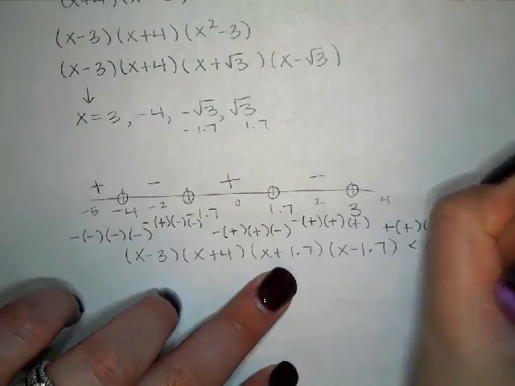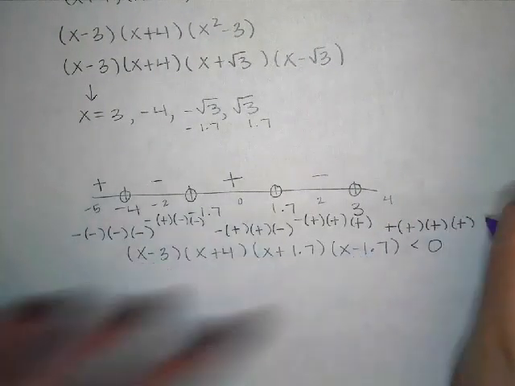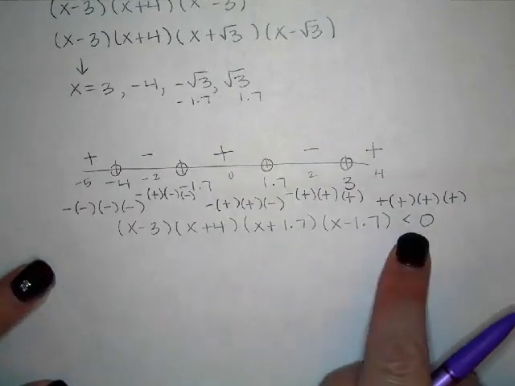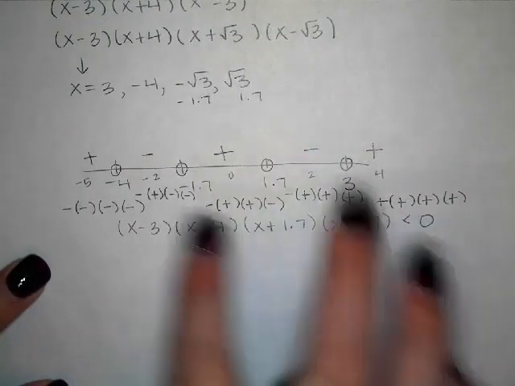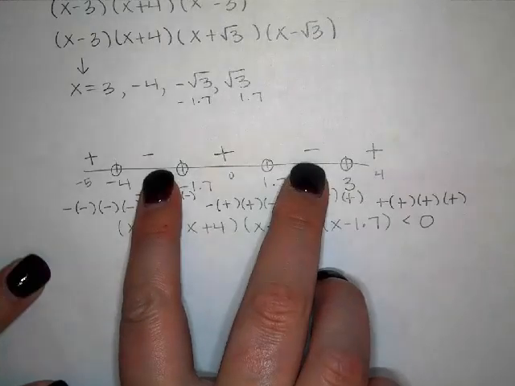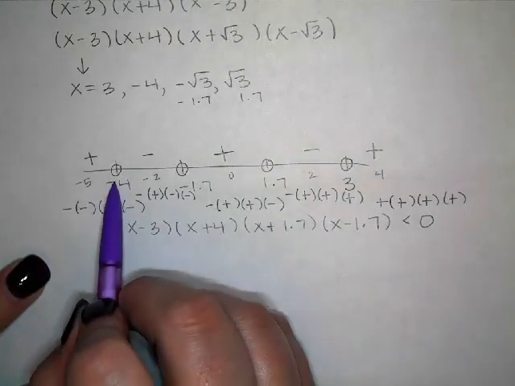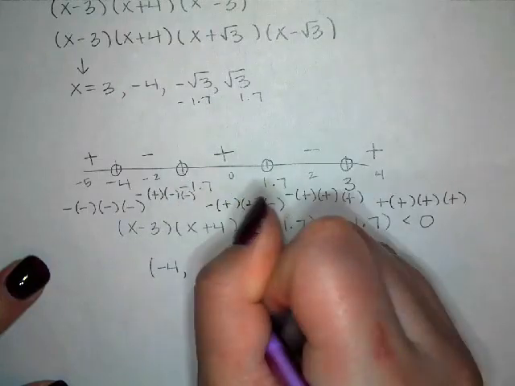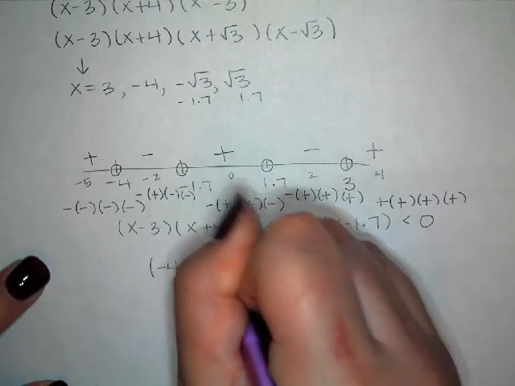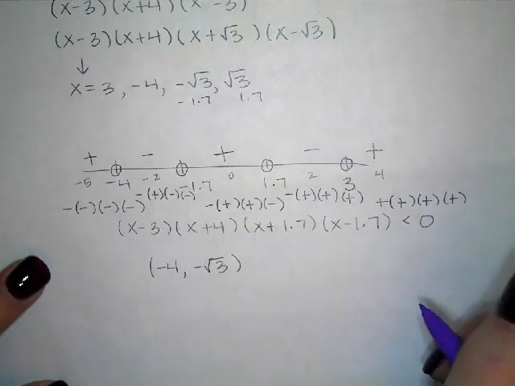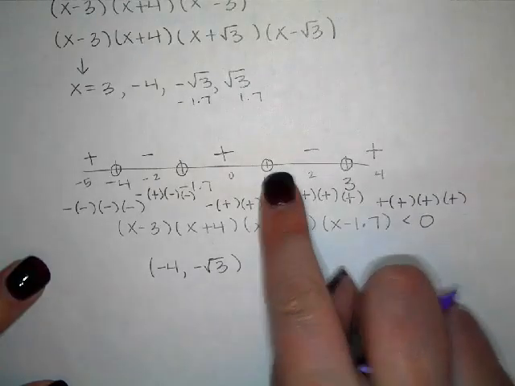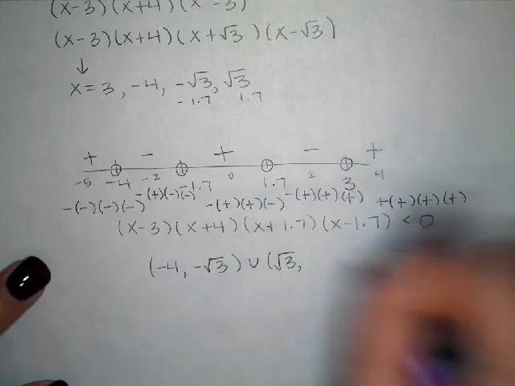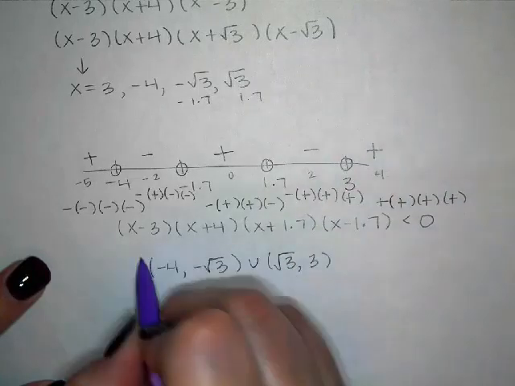Okay, so if we want the answers that are less than 0, that are negative, then we've got 2 intervals here and here. So my first interval is -4 to -1.7, -4 to -√3. And then my second interval is 1.7 to 3, √3 to 3. There's my answer. So that's how you can do it without a picture.